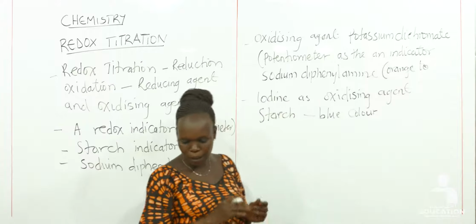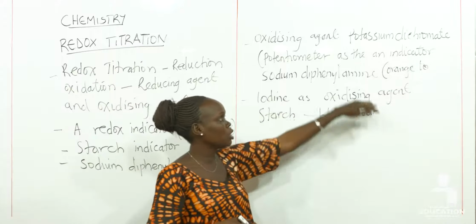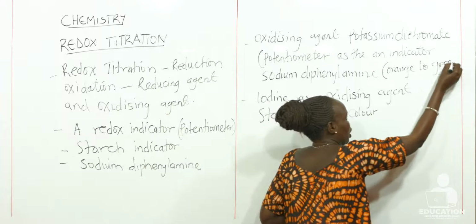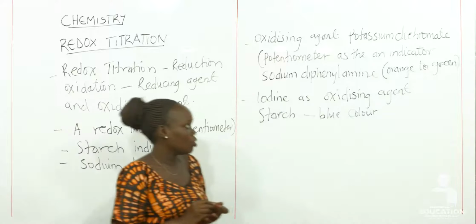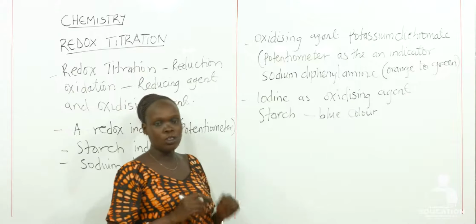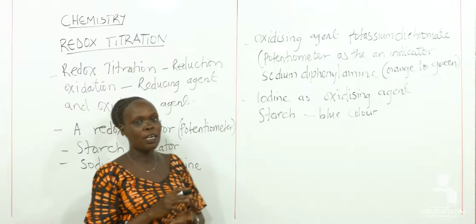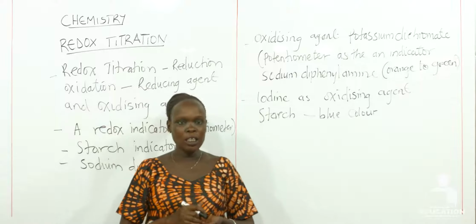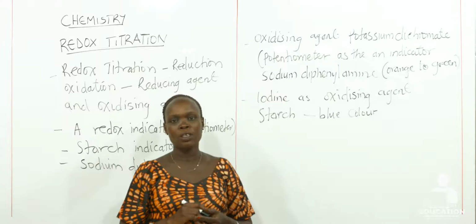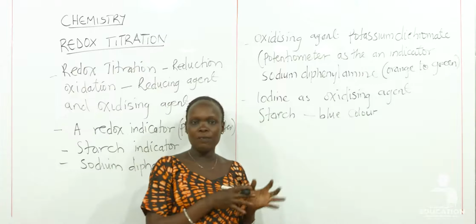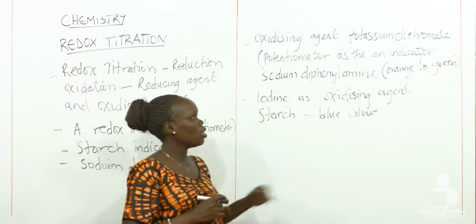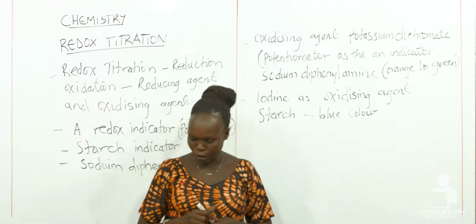So we shall have a change of color from orange to green when we reach the end point. It means when the color changes to green, we have reached the end point during the titration. Here we shall have a blue color when we reach the end point. Then you record the reading and make a table as usual, with the initial volume, the final volume, and then the volume used. After that, we get the average of the volume used across all the titration procedures.